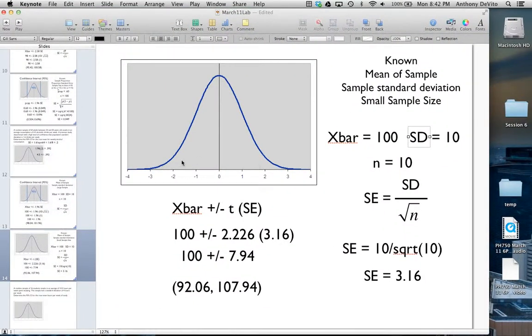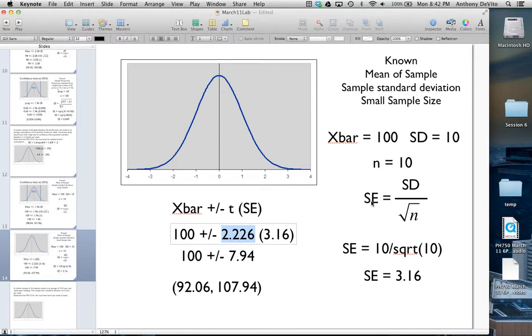It's going to make up for the increased uncertainty that we're seeing because we're cheating a little bit and using the sample standard deviation instead of the population standard deviation, which we don't know, and because we have a small sample size. And you'll notice the smaller the sample size is, the bigger that number is. So instead of 1.96, we're going to use 2.262.